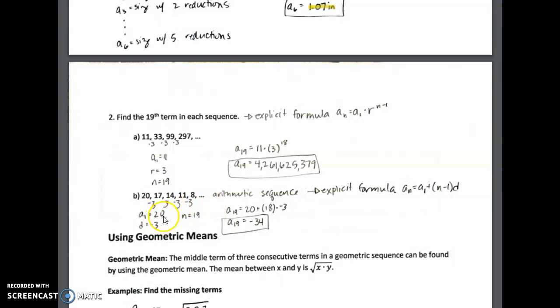So again, our a sub 1 is our first term, or 20. Our common difference is -3 because we're going down each time. And again, we're finding the 19th term in that sequence. So when I plug this in, I end up with -34.